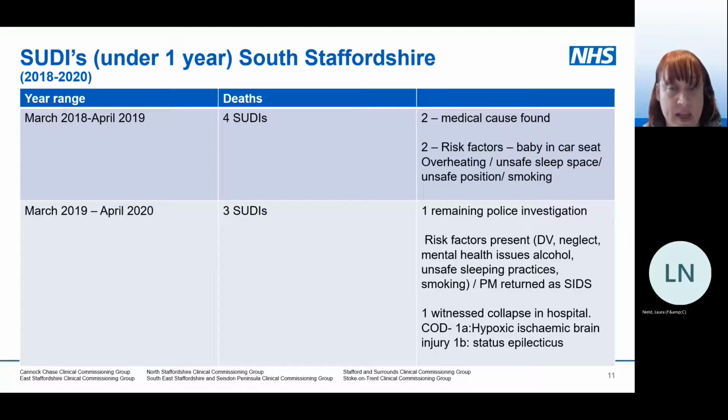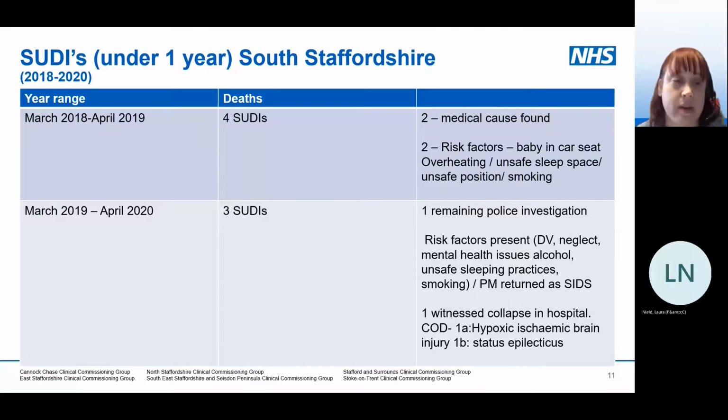The other 2 deaths continued to be classified as unascertained. There were risk factors present in both of those babies: baby in a car seat, overheating, unsafe sleep space, unsafe position, smoking in the household. So those are things that mean there were risk factors. Those deaths may have been preventable. We may have a role in promoting healthy behaviours and care and safe sleep for babies, and we could potentially have made a difference to those.